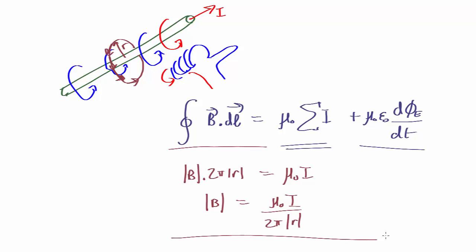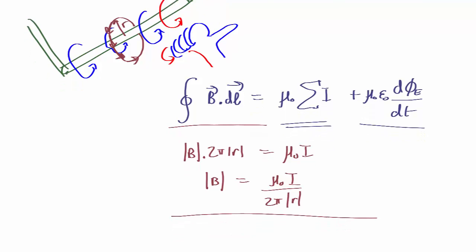What happens if the wire was not infinite? Let's say it was 30 centimeters long, a more realistic wire, and turned a corner or something like that. How do we work that out? Well, the fundamental equation we need to do that is the Biot-Savart law.